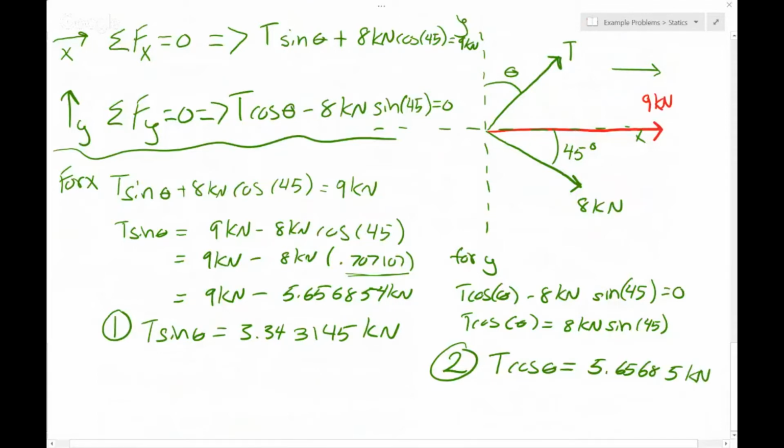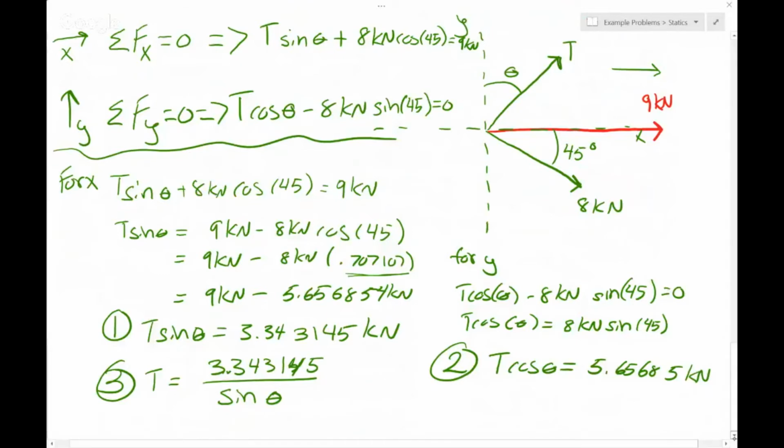So now once we have these two, our next step is to quickly grab an equation 3, which we'll need later. We can get that by solving for T. So we'll take this and just divide by the sine of theta. So we'll end up with 3.343145 divided by sine of theta as being our equation 3.